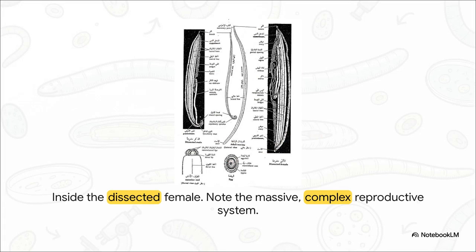The digestive system, that gut running down the middle, looks pretty much the same as the male's, but wow, look at the reproductive system. It is absolutely massive. It's so much more complex, and it fills almost the entire body. And there's a very good reason for that. Her main job is to produce a truly staggering number of eggs.